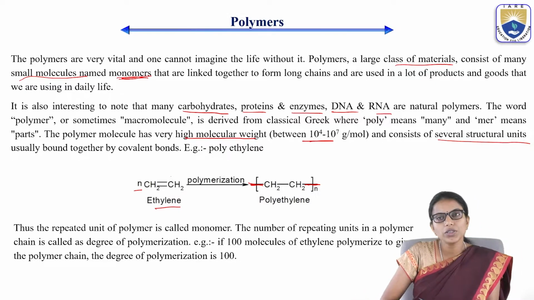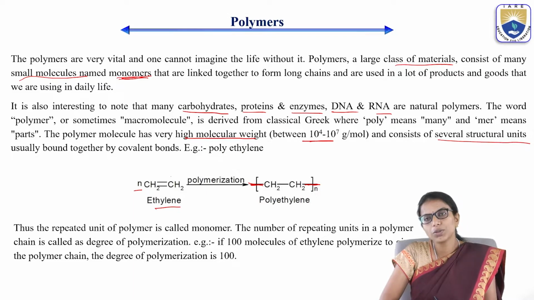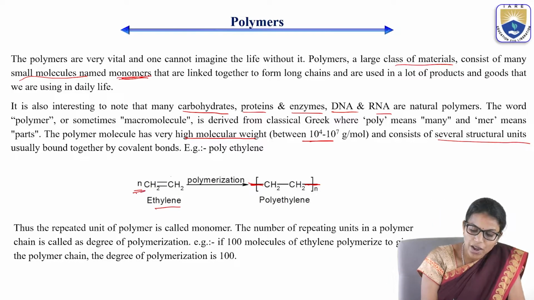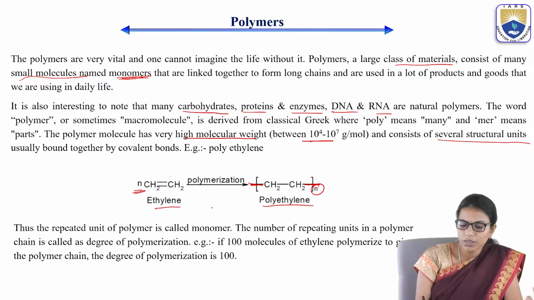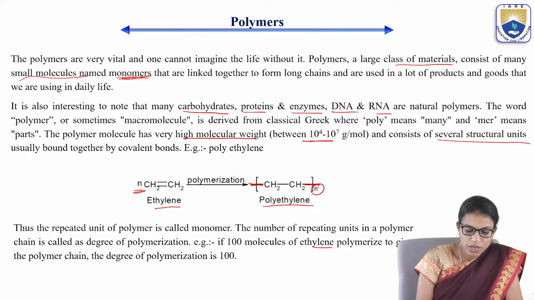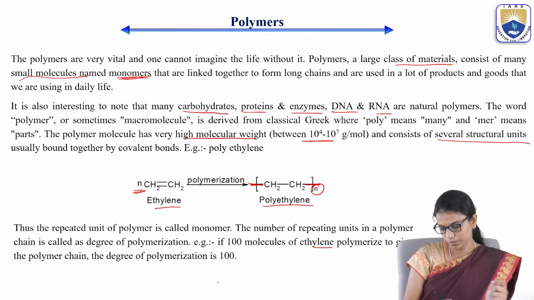Thus, the repeating unit of the polymer is called a monomer, and the number of monomer repeating units in a polymer is called the degree of polymerization. For example, in case of ethylene, if n number of molecules I am taking to make polyethylene, so n itself is the degree of polymerization to form polyethylene. So, for example, if 100 molecules of ethylene polymerize to give a polymer chain, the degree of polymerization is 100.